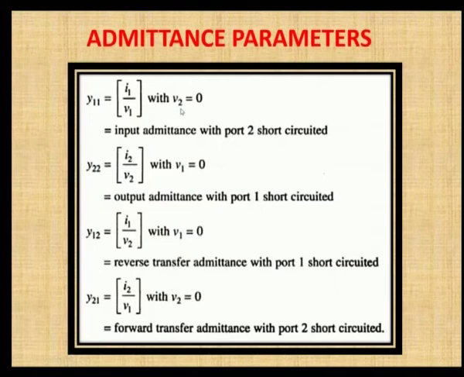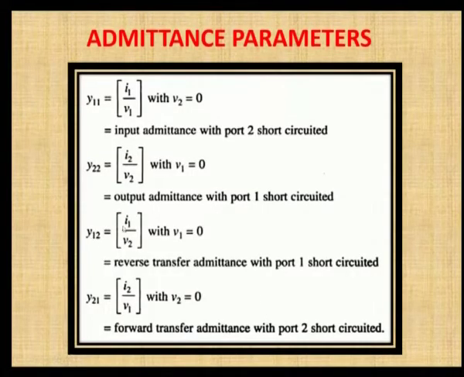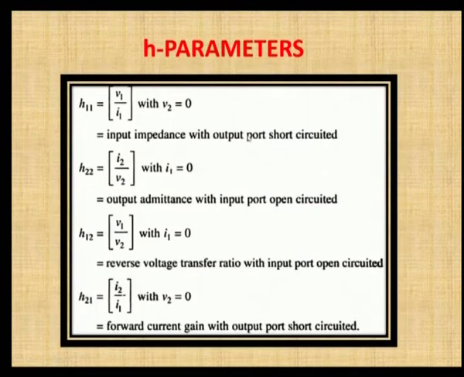So, whenever the voltage is considered as 0, that particular port is considered as short circuited. So, y11 is the input admittance with port 2 short circuited, and y22 is the output admittance with port 1 short circuited, and these are the reverse transfer admittance and forward transfer admittance parameters, which are again calculated from the same equation with V1 equal to 0. So, this is input port short circuited, and here output port V2 is 0, output port is short circuited. In this way you have calculated all the admittances, and here the next is H parameters.